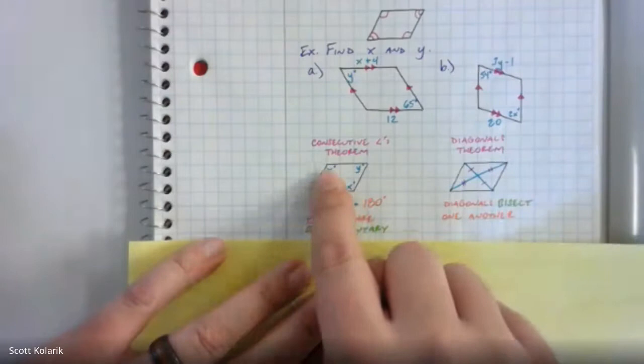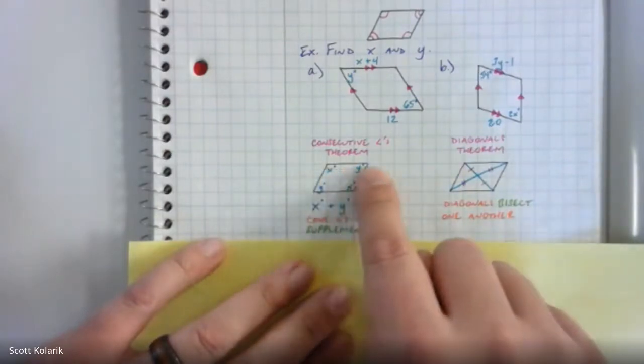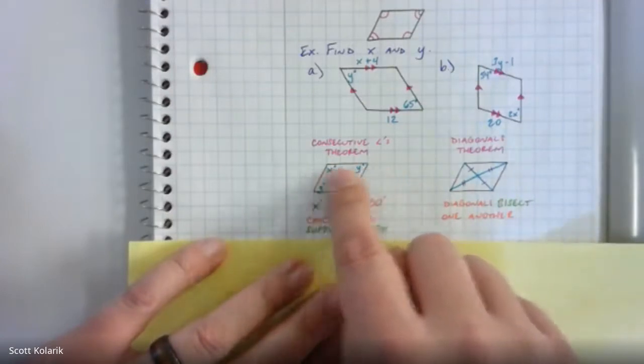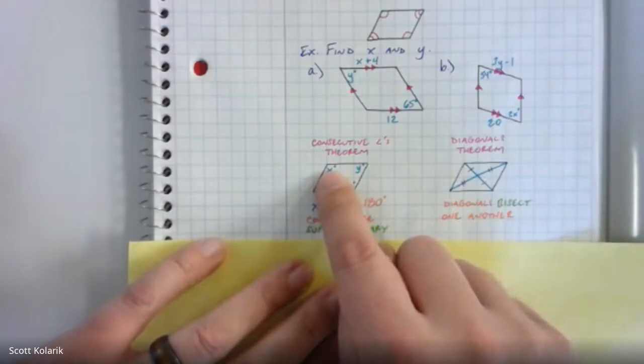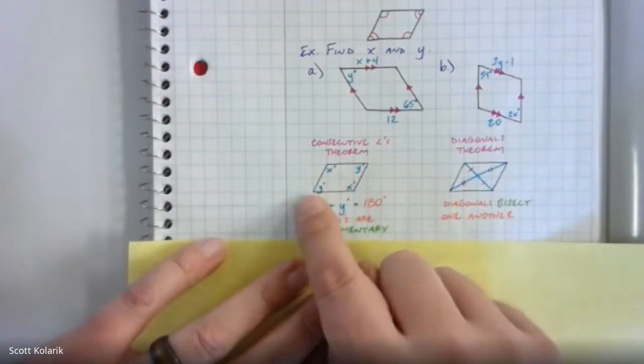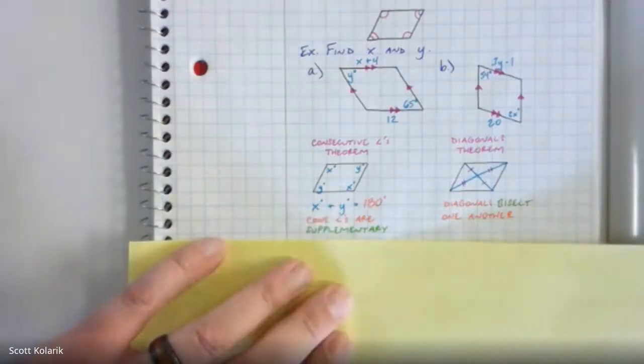So for instance, this top left corner angle right here would be consecutive with this top right corner up here. These 2 angles are consecutive, or this top left corner is also consecutive or next to this lower left corner. It's consecutive with 2 different things.